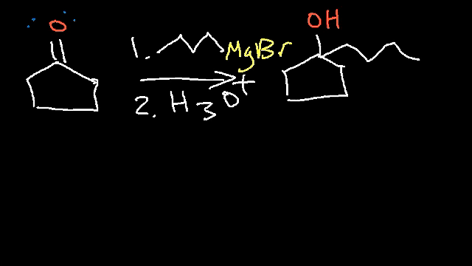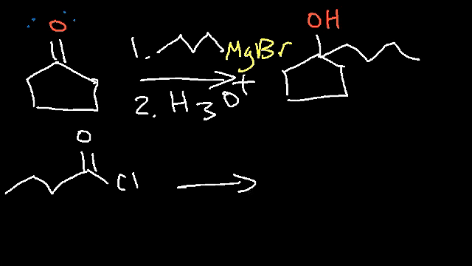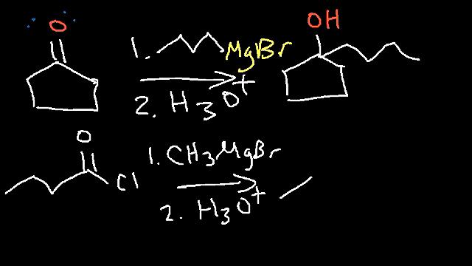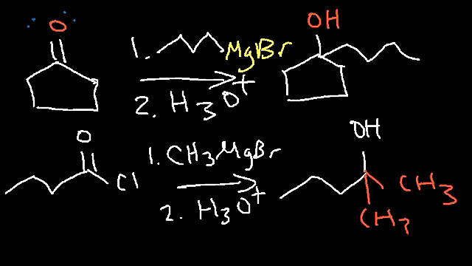Now, whenever you add a Grignard reagent to an aldehyde or a ketone, only one R group will be added. But let's say you have an acid chloride or an ester, you can add 2 R groups. So for example, let's say you were to use methyl magnesium bromide followed by H3O+. This will be reduced to an alcohol, but by the addition of 2 methyl groups. So let's see why that's the case.